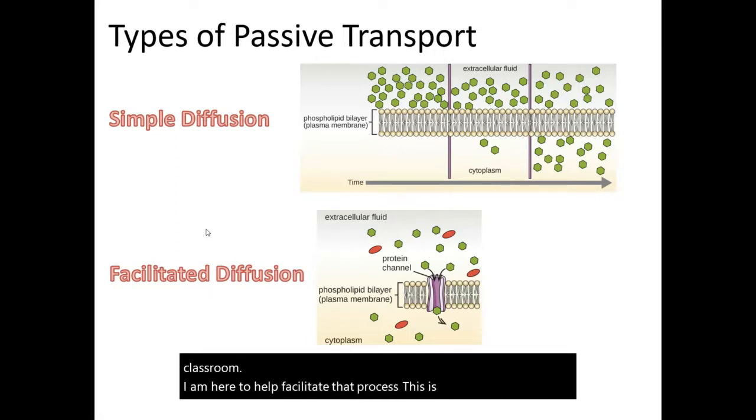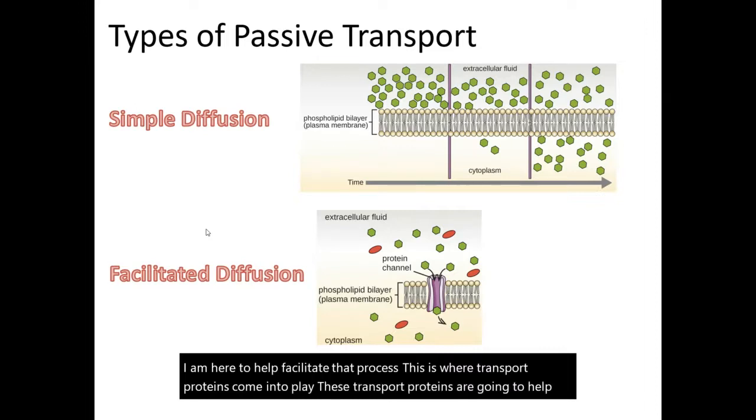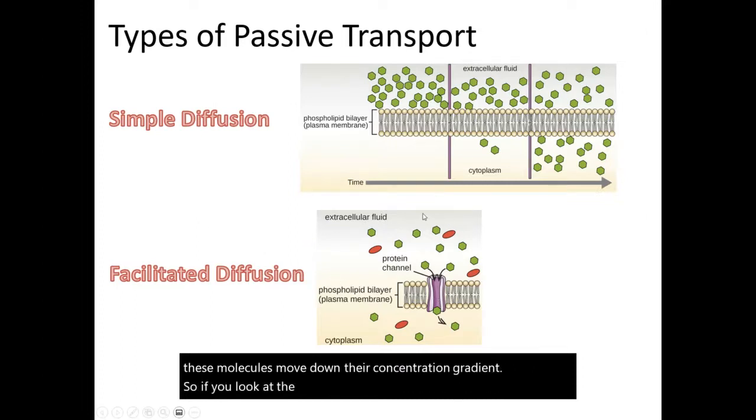This is where transport proteins come into play. These transport proteins are going to help these molecules move down their concentration gradient. So if you look at the top portion of this picture, notice there's a lot of the green molecule and there's 3 of the reds. Compare that to the bottom. There's only 1 red and a few of the green.